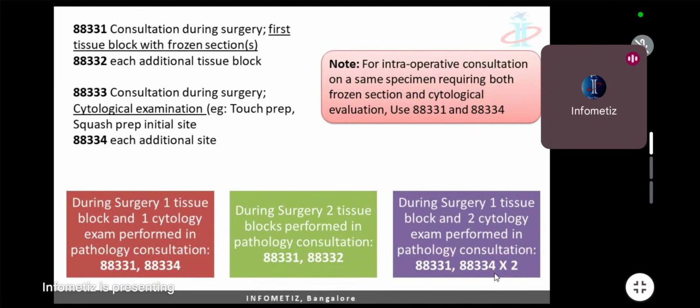In a similar way, we have 88333 and 88334. These two codes are not frozen section. That is for cytological examination, a cell exam, from the touch prep or squash prep. Prep means fluid; the general meaning is we are taking from the fluid which contains cells. So if there are two slides, 88333 and 88334.